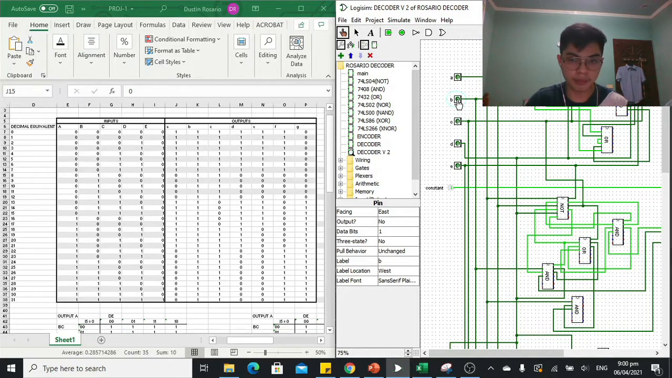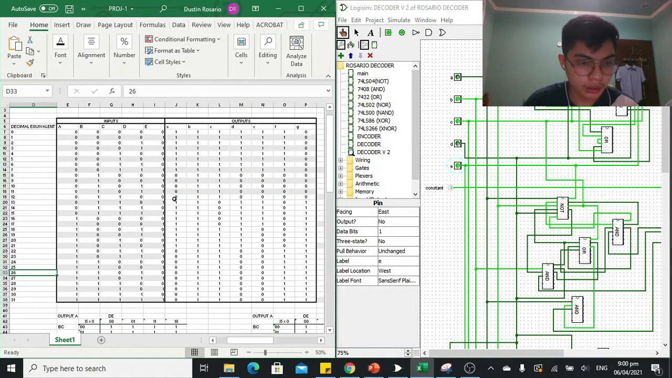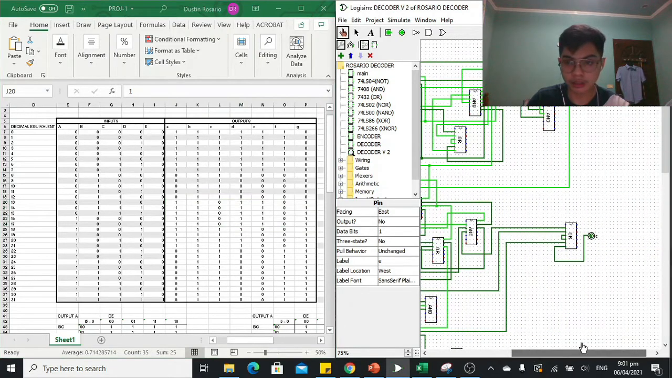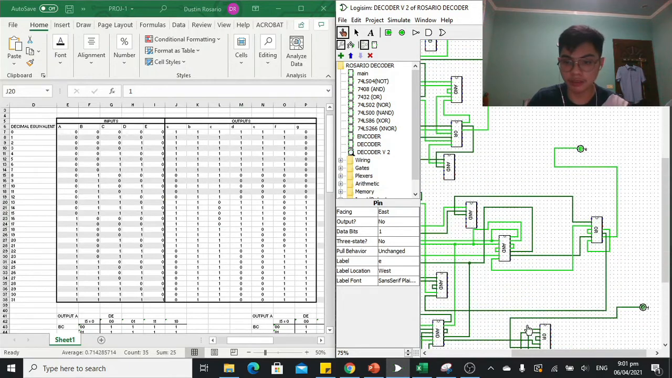So let's try 1101. So 1101, up to this one, 10001, only zeros are C and F. So C and F. C and F are all closed.